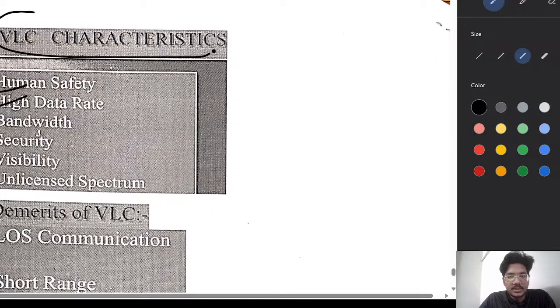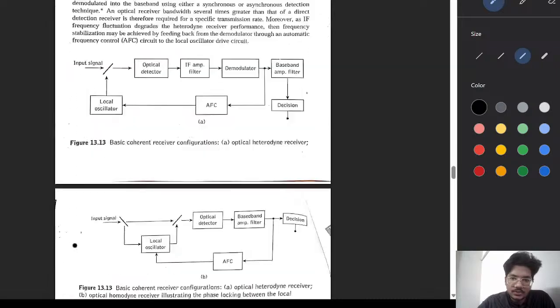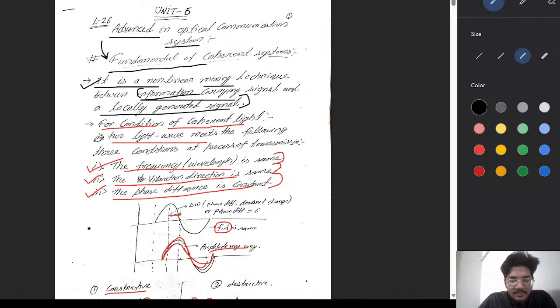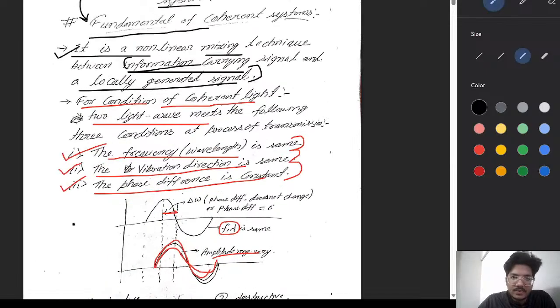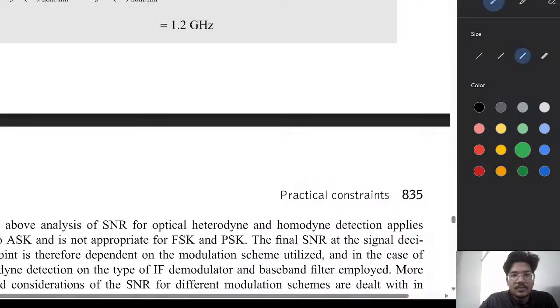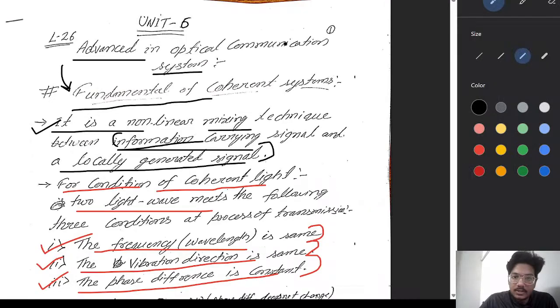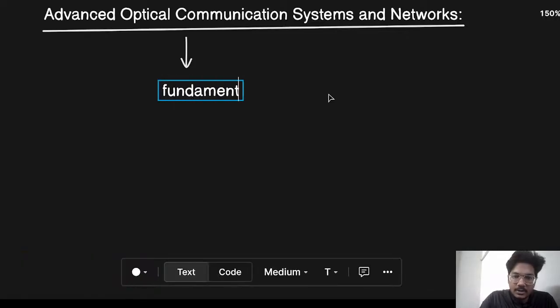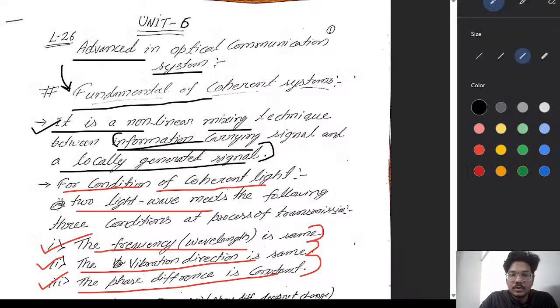What are the VLC characteristics? Again, go through this video. So first of all, in advanced communication, we firstly have to study the fundamentals of the coherent system. We have studied the fundamentals of the coherent system.